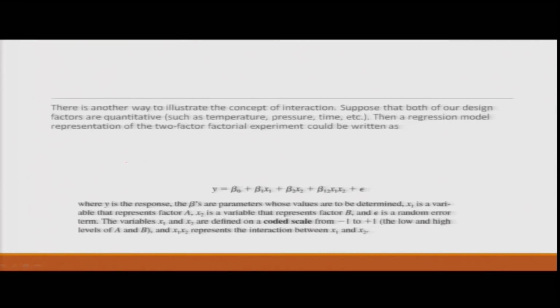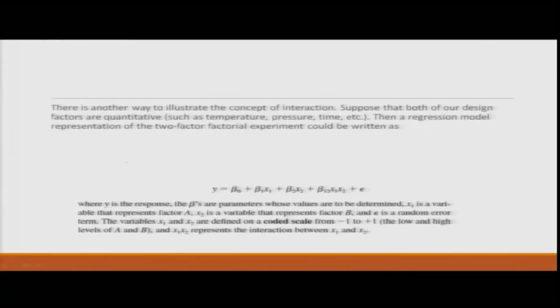Suppose that both of our design factors are quantitative, such as temperature, pressure, time, humidity, wind speed, whatever it is. Then a regression model representation of the two-factor model can be written like this. There are two factors, x1 and x2. Obviously, we will have one term for x1, one for x2, and one for the combination. So y is equal to beta naught, or alpha, corresponding to no effect coming from either x1, x2, or the combination of x1 and x2.